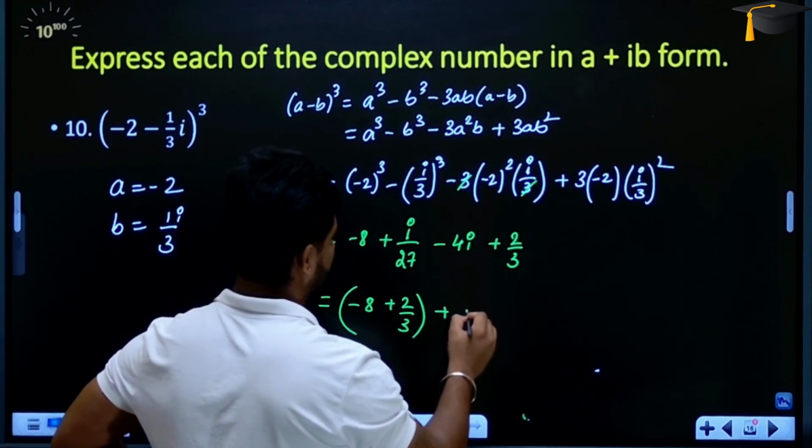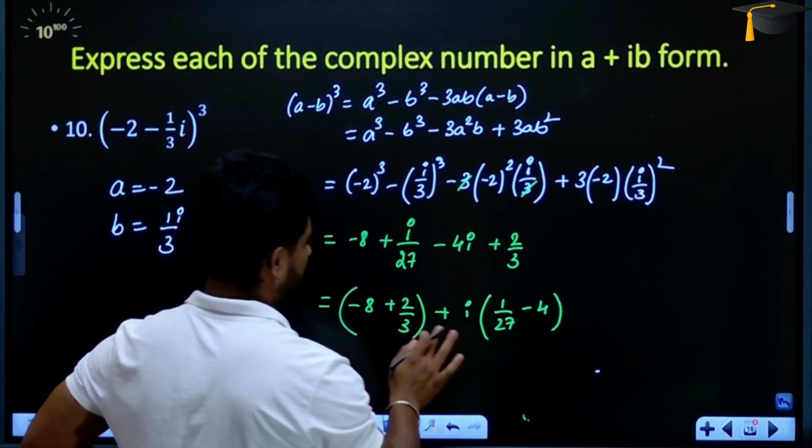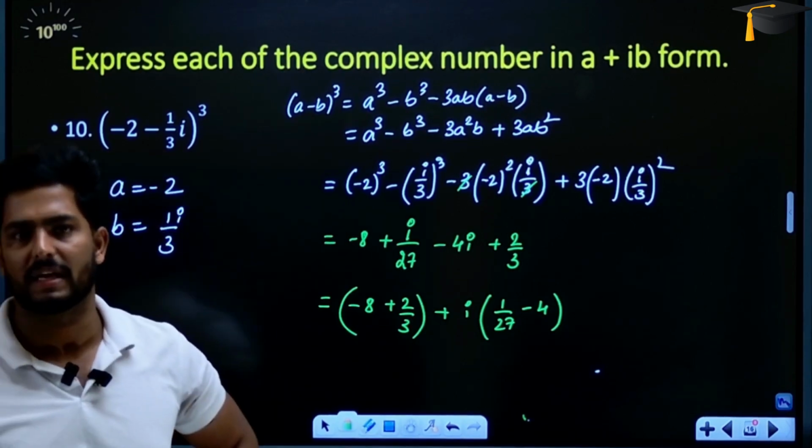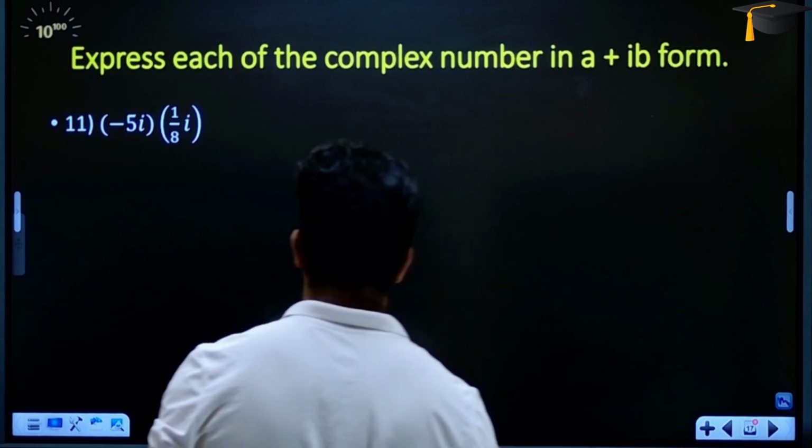And taking plus i common, so 1 by 27 minus 4. Take this and solve it, you will get the final answer. That's it. Okay, I'll just leave it to you, children. You solve it. You should know fraction calculations. Okay, next.